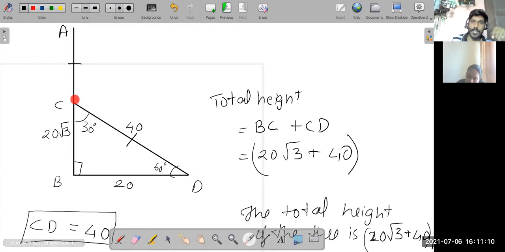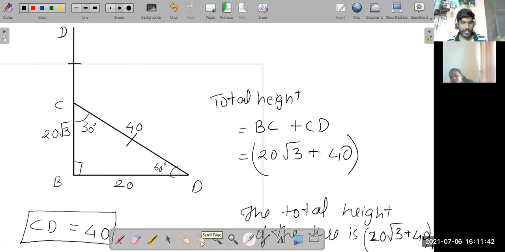Anyways, we are not concerned with AC because it is not a part of my right angle triangle. Just for understanding purposes, I'm saying that this entire thing is the tree, or simply, we'll take this D. BD is the tree, and at point C, the tree broke, and now D is touching the ground. Is it clear? Any confusion? I hope it's completely clear.